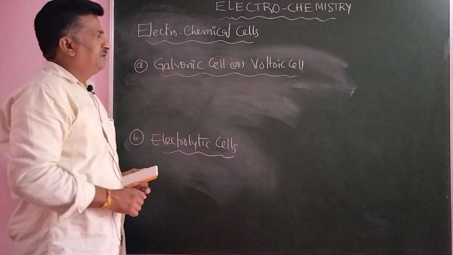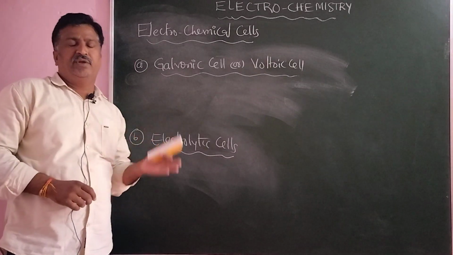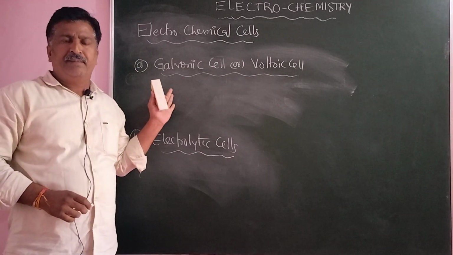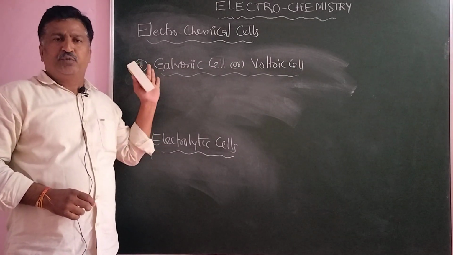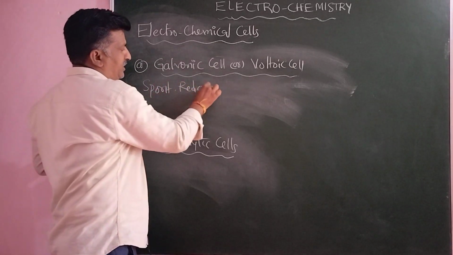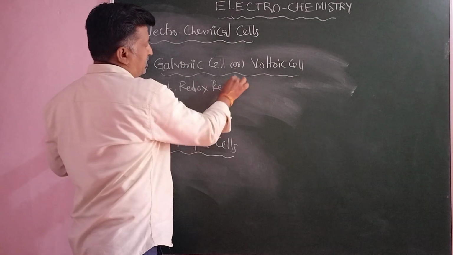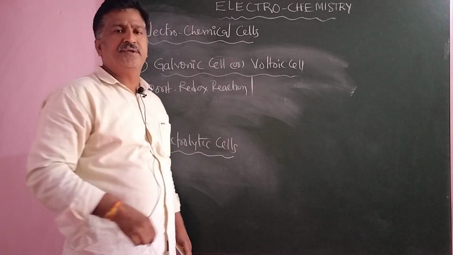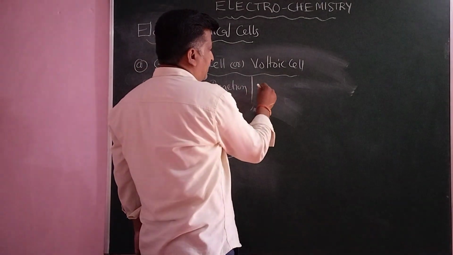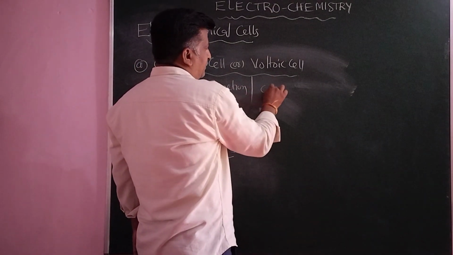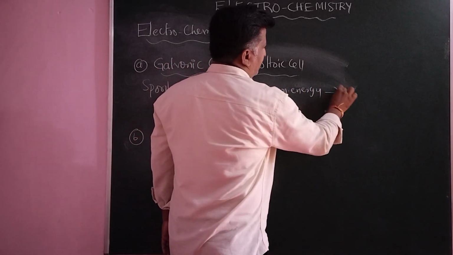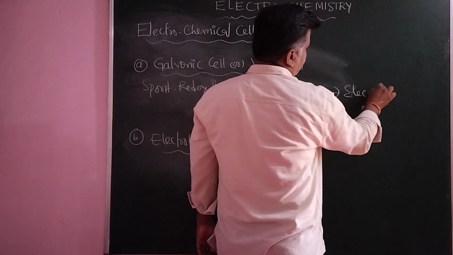But what is this galvanic cell or voltaic cell, and how can we define it? This is also a device in which a spontaneous redox reaction is used to convert chemical energy into electrical energy.